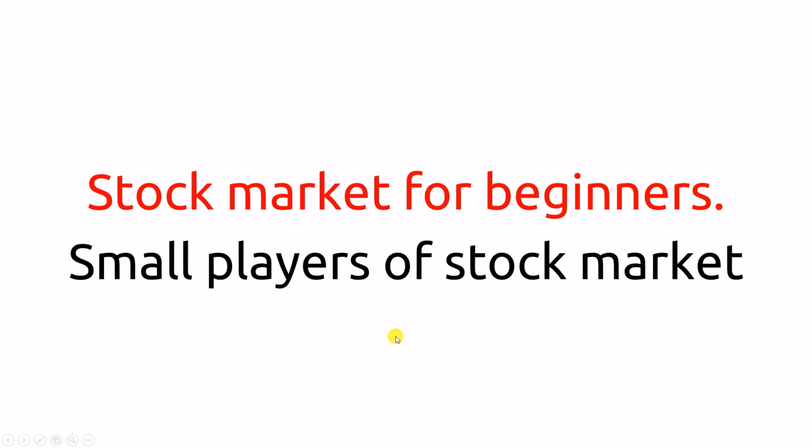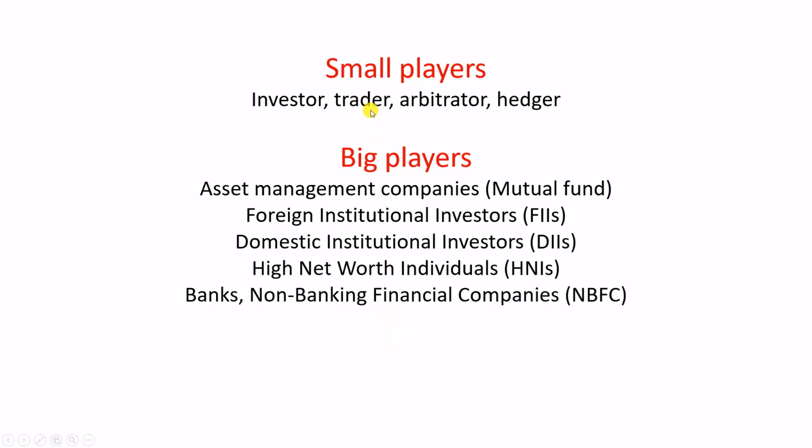Now, the stock market has different types of players. And by players, I mean people or institutions who buy or sell shares from the stock market. These players are of two types: small players and big players. In small players, we have investors, traders, arbitrators, and hedgers. And in big players, we have all these, which we will learn about in the next video.